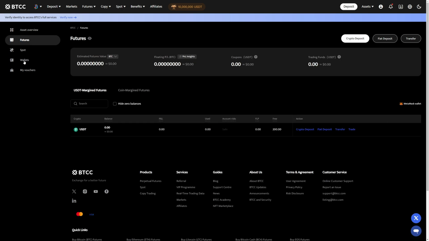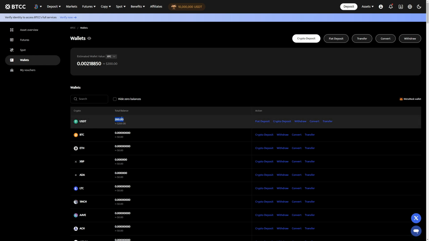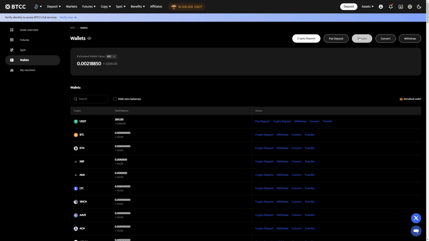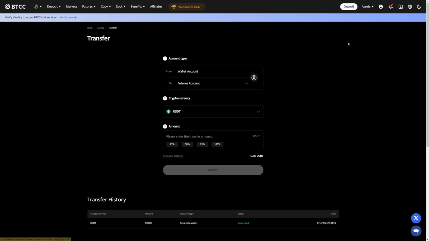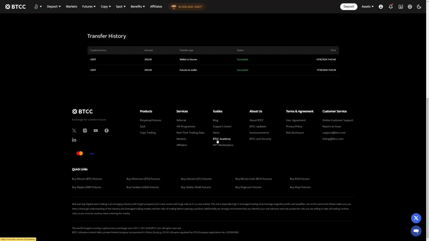Right now, I have funds in my wallet on BTCC. You can see right here, I have USDT in my wallet. And now I will click on transfer in the top right corner. Now we want to transfer funds from our wallet account to our futures account. I want to send over 200 USDT. I click on confirm right here. And now we got all of the funds in our futures wallet. And that's exactly where we need the funds.